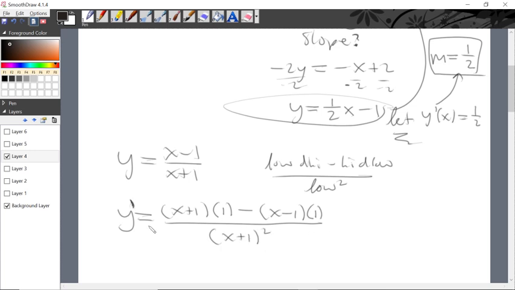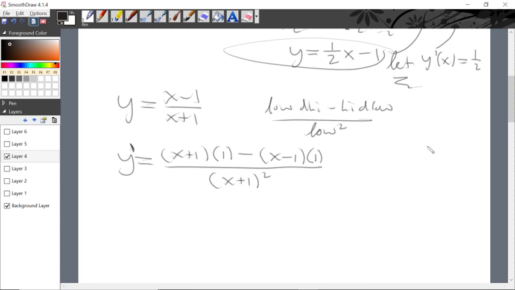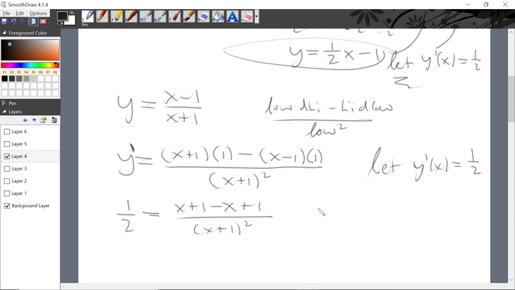Here's my notation again, y prime. We just found a formula for y prime as a function of x. We have y prime of x. Now we're going to let y prime of x equal 1/2 in order to solve for x. So we set 1/2 equal to this. Let's clean this up a bit: x plus 1 minus, distributing the minus, x plus 1, over x plus 1 quantity squared is a rational equation for us to solve.